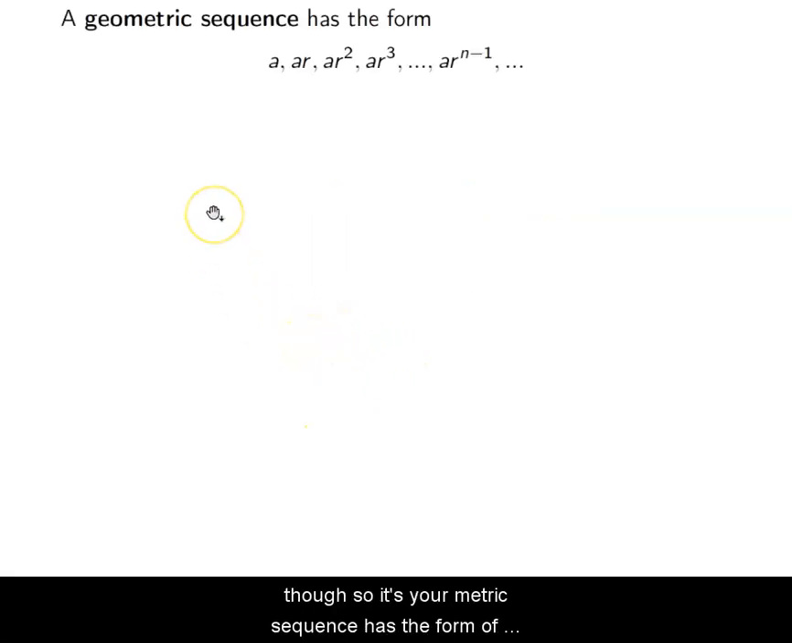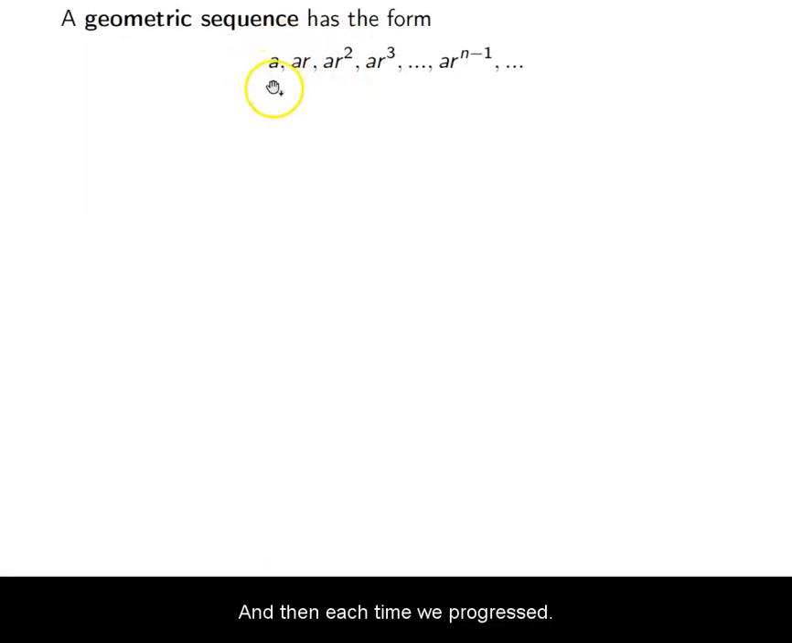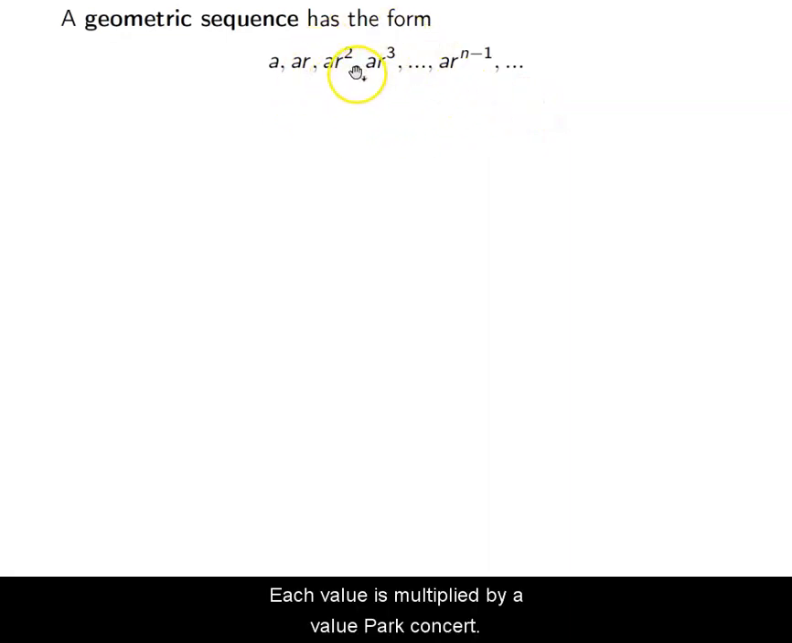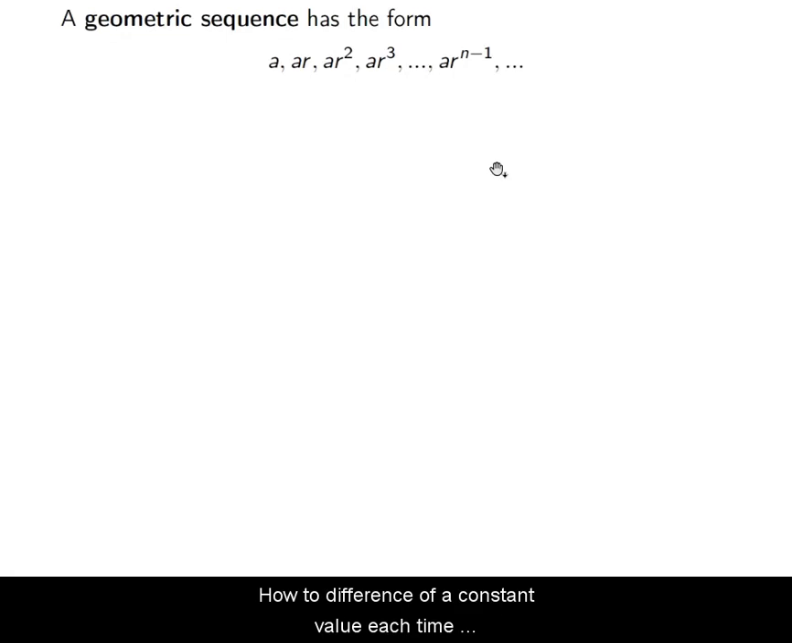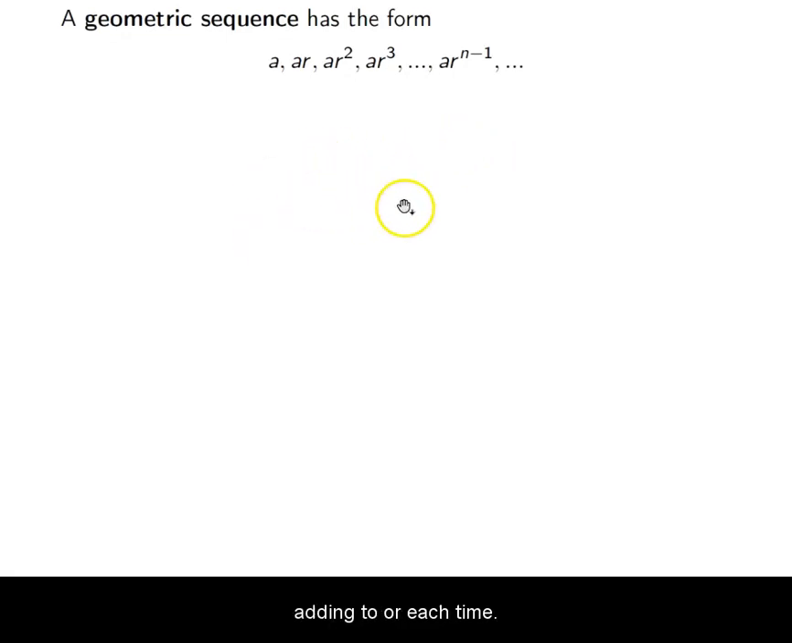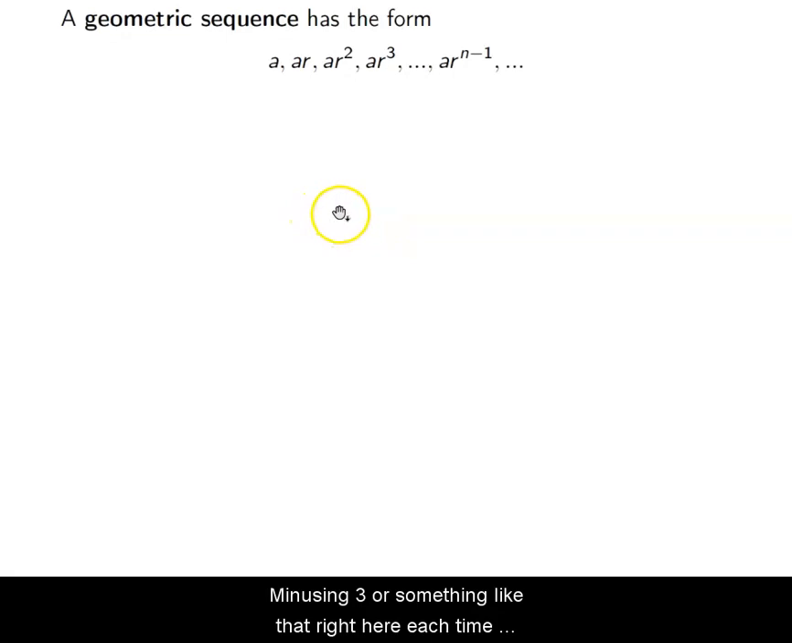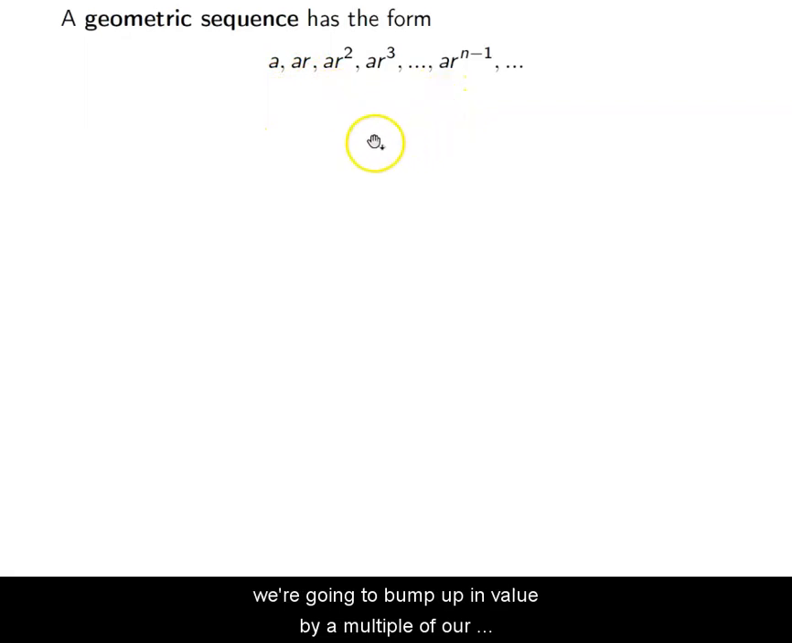So a geometric sequence has the form of starting with a constant a, and then each time we progress, each value is multiplied by a value r, a constant value. In the last section, 12.2, each new term had a difference of a constant value, each time adding 2 or each time subtracting 3 or something like that, right? Here, each time we're going to bump up in value by a multiple of r.